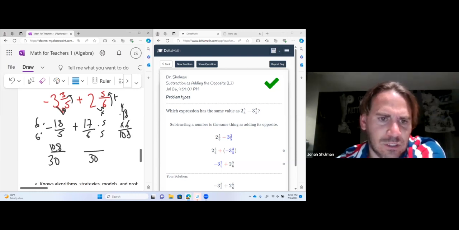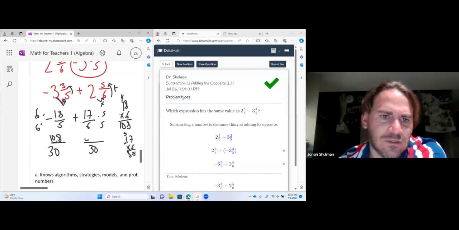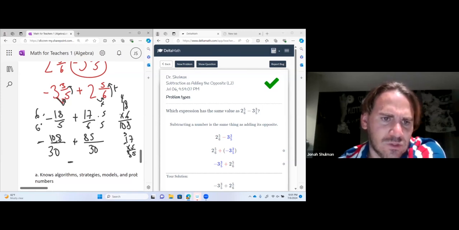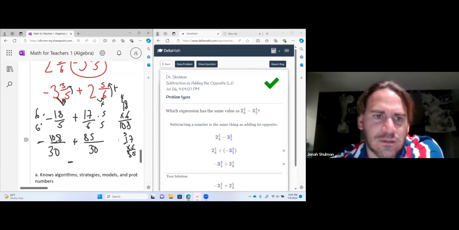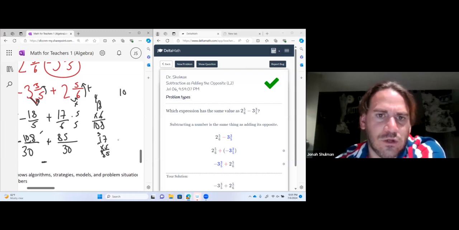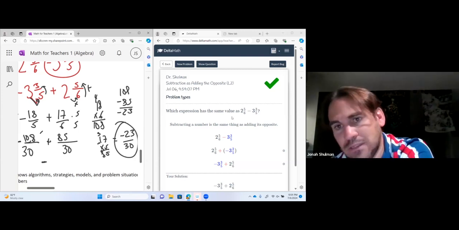And then this one's going to be 17 times 5. So there's 35. Carry the 3. 5 plus 3 is 8. So that's 85 30ths. And then this one's negative and this one's positive, so we know we have a negative answer. So it's 108 minus 85. That's a 3. 10 minus 8 is 2. So we have -23 over 30. And that's in simplest form. Look at that. That's the answer.